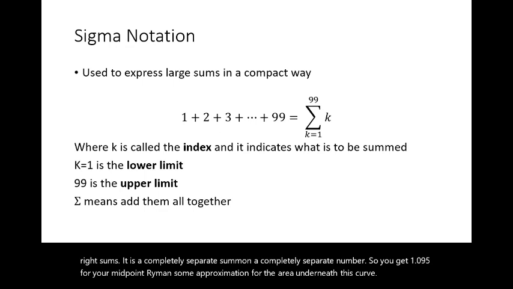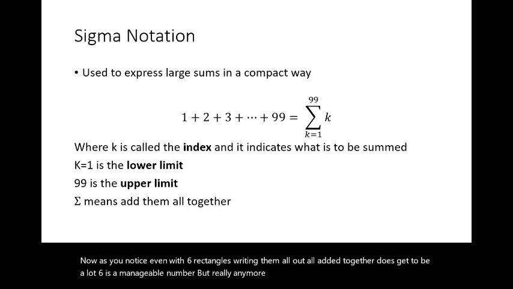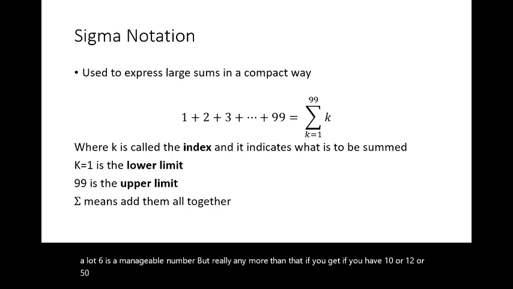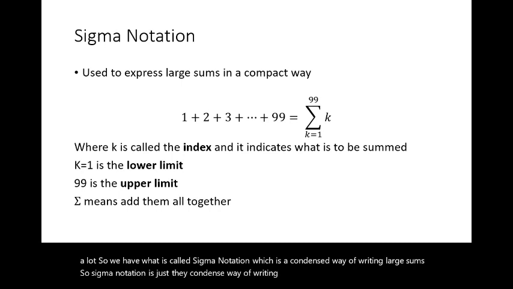Now, as you notice, even with 6 rectangles, writing them all out, all added together, does get to be a lot. I mean, 6 is a manageable number, but if you have 10 or 12 or 50 rectangles, writing them all out like that is going to be really cumbersome. So we have what is called sigma notation, which is a condensed way of writing large sums. Sigma notation is just a condensed way of writing the sum of a lot of things added together.